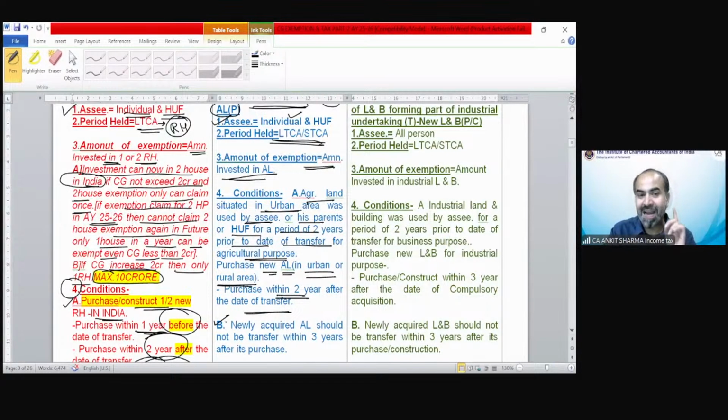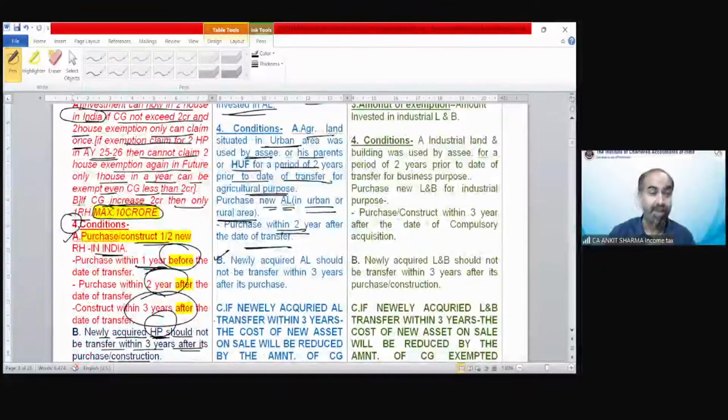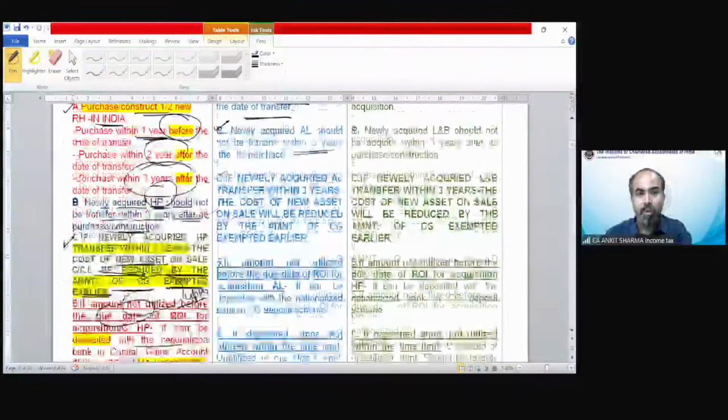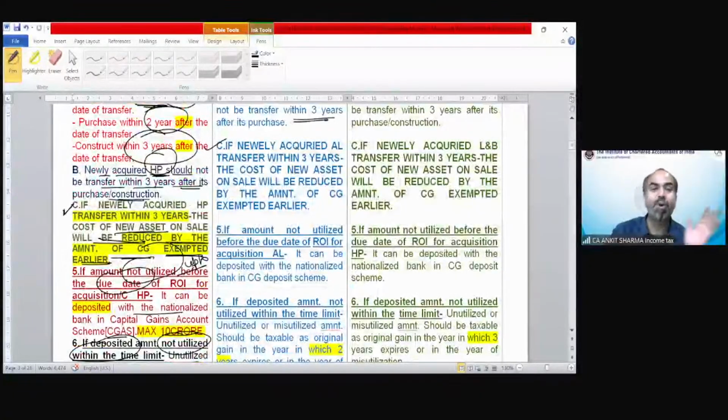B point is exactly same as per section 54B. That newly acquired agricultural land should not be transferred within 3 years. C point again copy paste as per section 54. If newly acquired agricultural land is transferred within 3 years, the cost of acquisition would be reduced by the amount of exemption. No new concept. Point number 5 and 6 exactly copy paste.